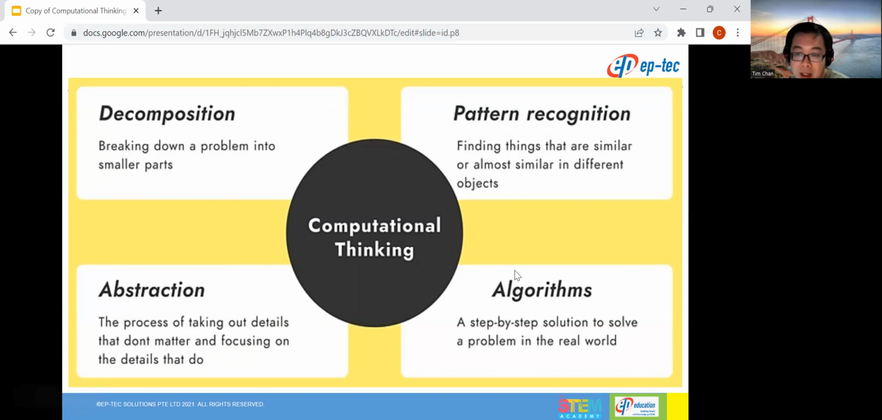Algorithmic thinking is a step-by-step solution to solve a problem in the real world, so the key is step-by-step. Knowing the process, understanding the process, and following the process step-by-step.